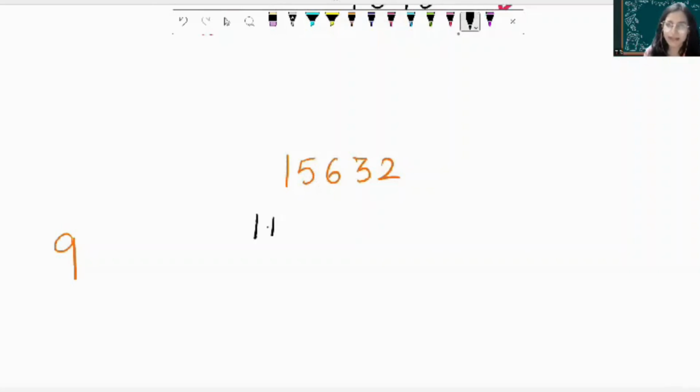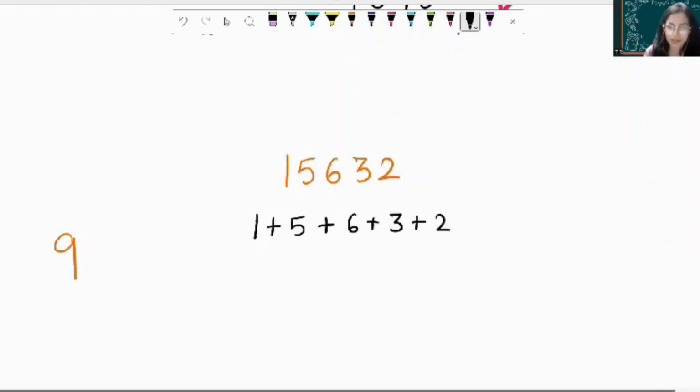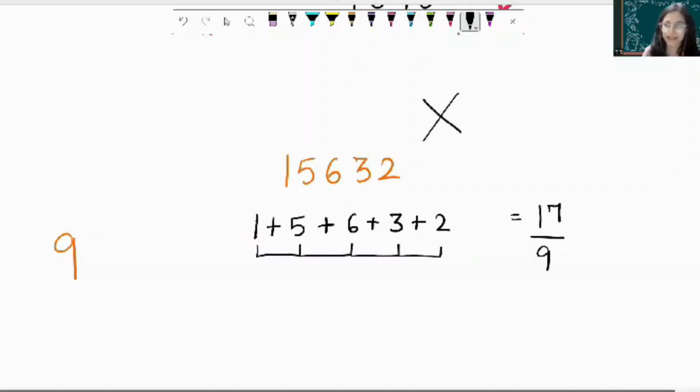We are going to add the numbers 1 plus 5 plus 6 plus 3 plus 2. And how much is it? Let's see. 1 plus 5, 6. 6 plus 6, 12. 12 plus 3, 15. 15 plus 2 is 17. So, now you say, is 17 divisible by 9 or not? I would say it is not. So, it means the whole number is not divisible by 9, right?